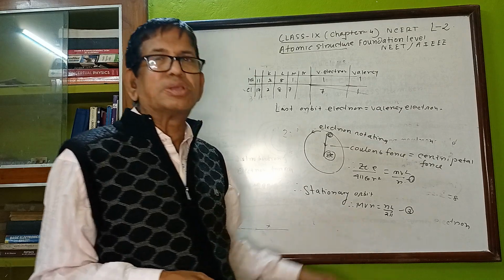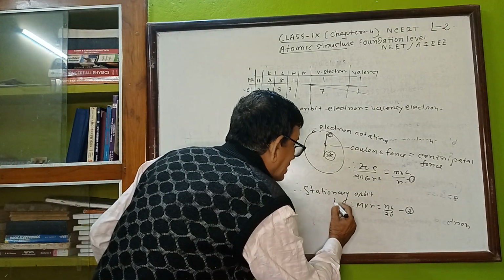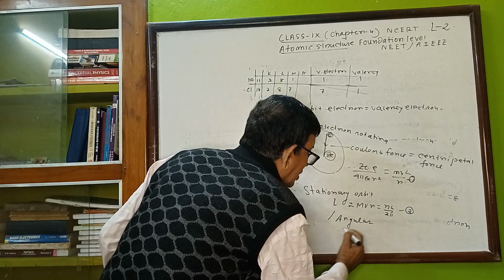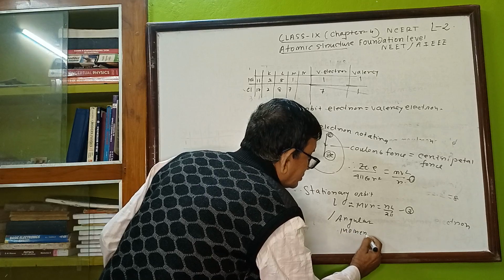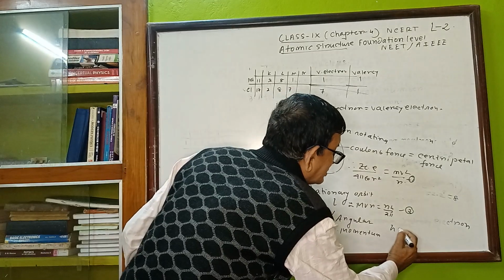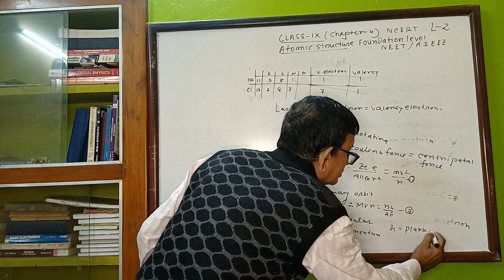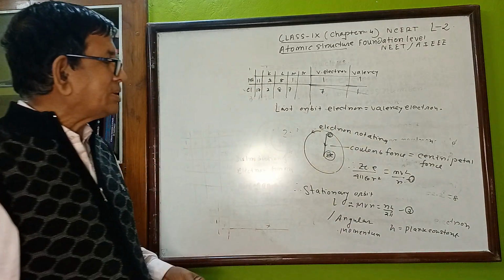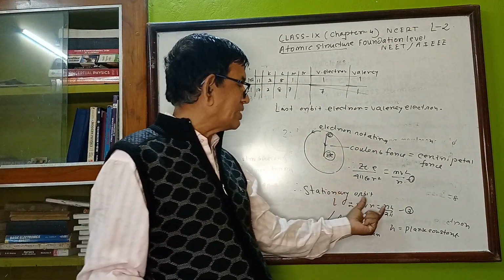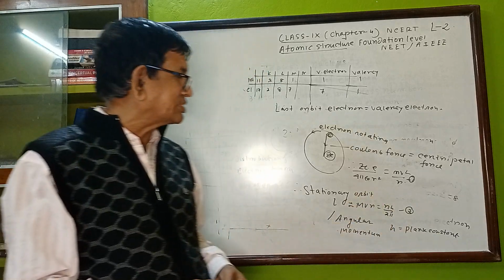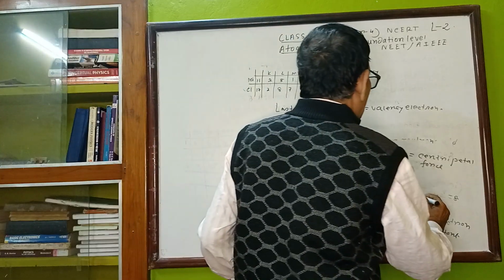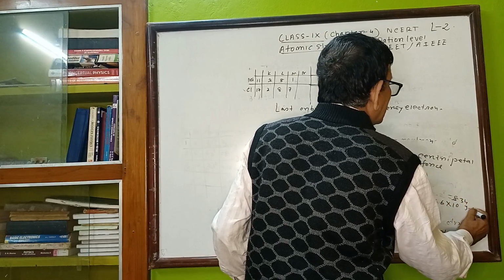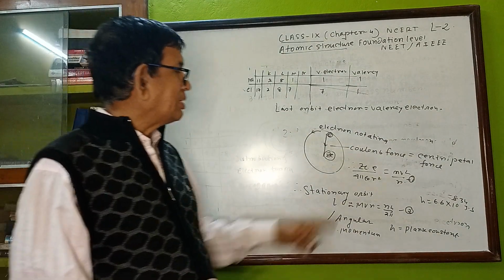This whole term mvr is known as angular momentum, that is L equals angular momentum. H is the Planck constant. So in a stationary orbit, electrons are moving while the angular momentum is an integral multiple of h by 2 pi. The value of h is 6.6 times 10 to the minus 34 joule second.